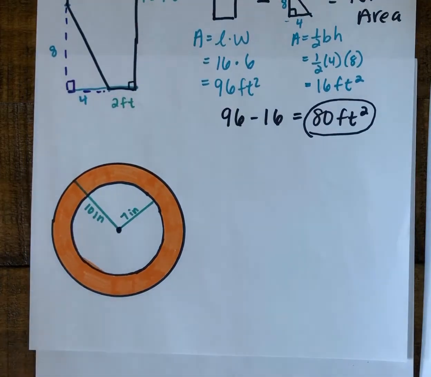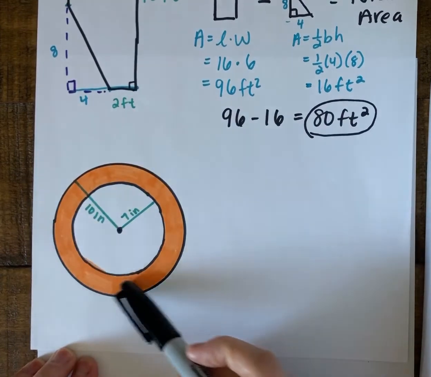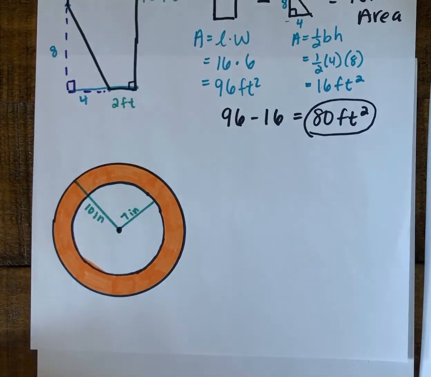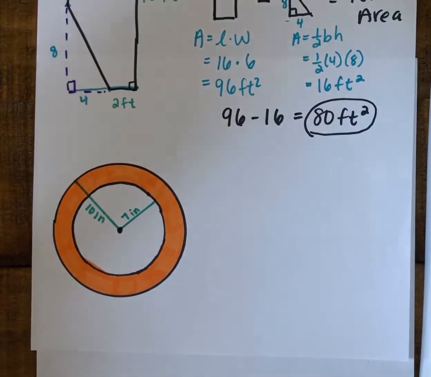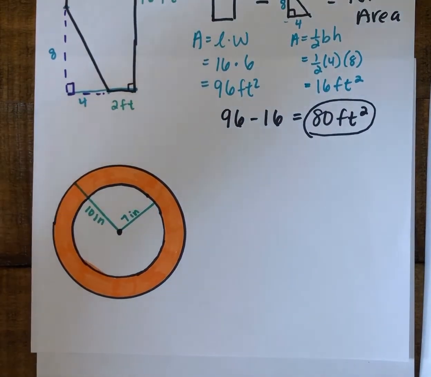All right, next up here, we're going to be trying to find this orange shaded region in this shape. We want to know what is the area of that shaded part. So I need to figure out what's happening in this picture that would give me this orange area here.